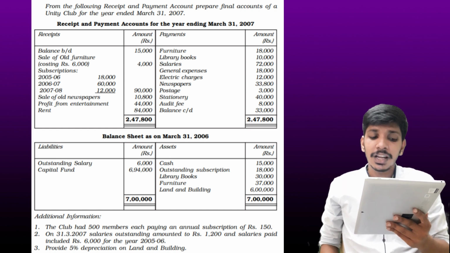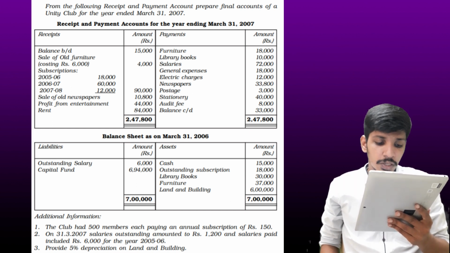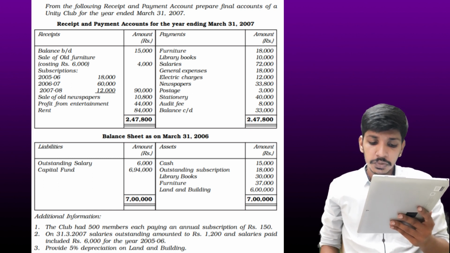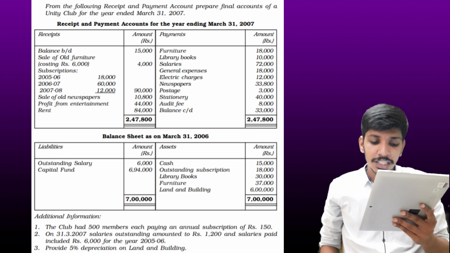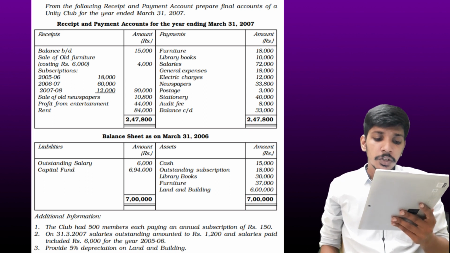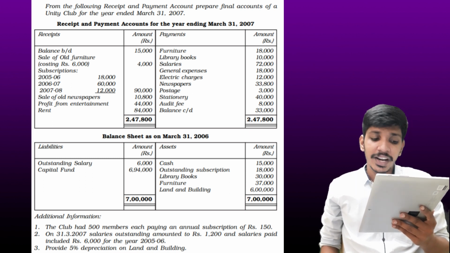Balance sheet as on 31st March 2006. Liability amount, asset amount. Outstanding salary 6,000. Capital fund 6,94,000. Cash 15,000. Outstanding subscription 18,000. Library books 30,000. Furniture 37,000. Land and building 6 lakhs. The total value of the balance sheet comes to 7 lakhs.